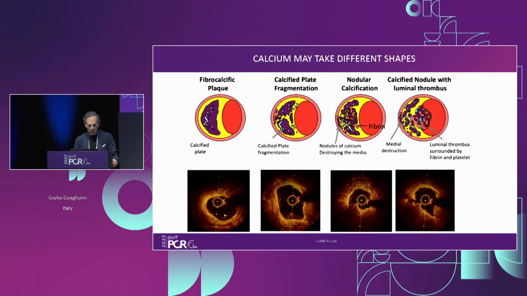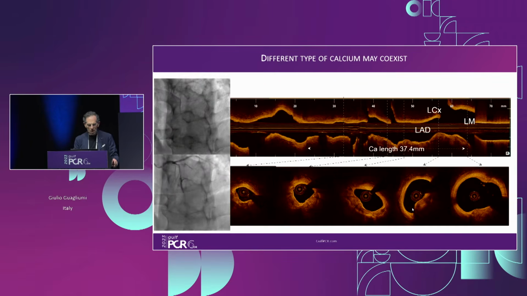Here you can see different images. This one with still some EEL around. In the second one, the calcium had completely invaded the external part of the vessel with a larger lumen. In the third one, you have a calcified nodule that was ruptured. So the most important concept that we saw also in this case is that calcium is not one thing.